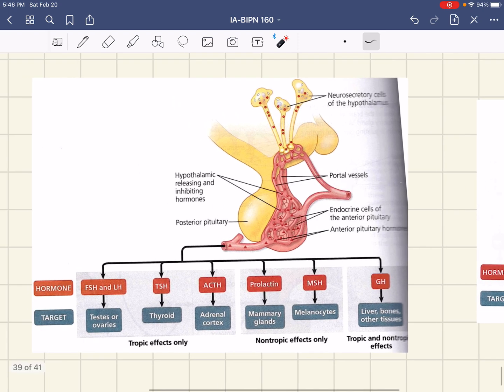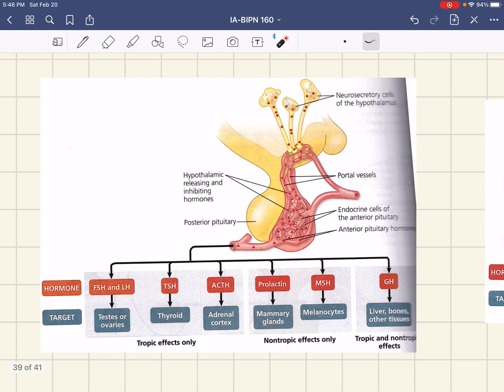Okay, here's a list of the hormones that are produced by the anterior pituitary. So FSH and LH are, we can call them, reproductive hormones. TSH is the hormone for stimulating the thyroid.